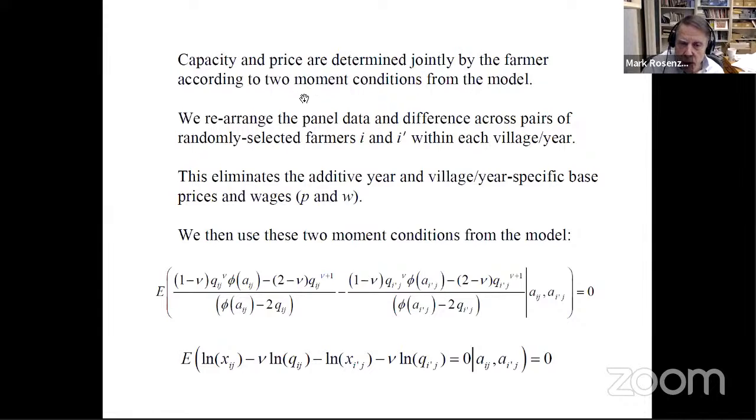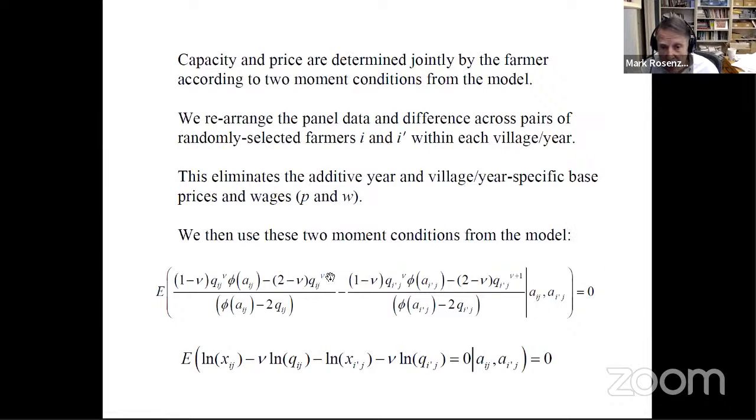The price is also going to be endogenous in general, because if there's a higher demand for higher capacity machines, that's going to raise the base price P, and it's going to increase the demand for labor, which is going to increase the wage rate. So we have to deal with these endogeneity problems. The first thing we're going to do is randomize within a village. We'll assume the village is the labor market, the set of farmers, and we're going to look at the difference in the optimal capacity of two different farmers who have two different scales. So we have this moment condition that the expected value of the difference between the first order conditions of these two randomly chosen farmers should be equal to 0.